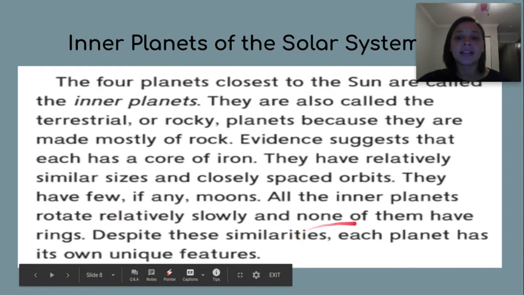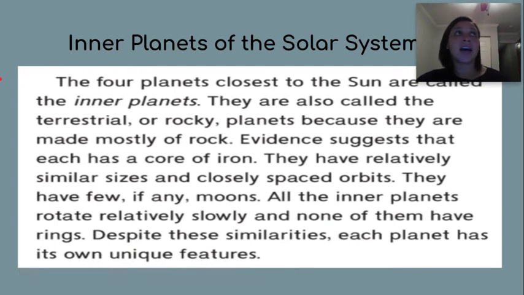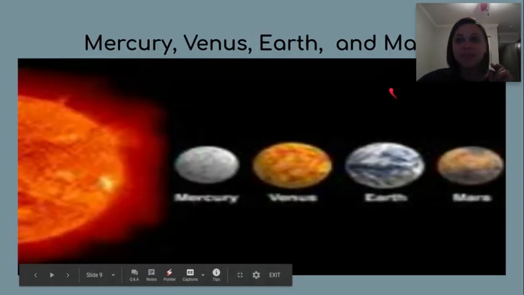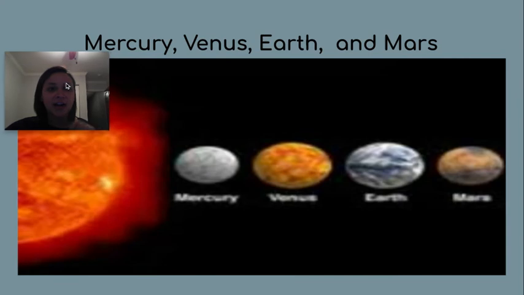Despite these similarities, each planet has its own unique features. So, boys and girls, just a preview. Earth is considered an inner planet, and I'm going to show you why. Okay. So, we've seen a diagram similar to this when we were learning about the sun, the earth, and the moon in lesson 2. And so here you have the 4 most inner planets, okay? So they would be the closest to the sun versus the other 4, which are called the outer planets.